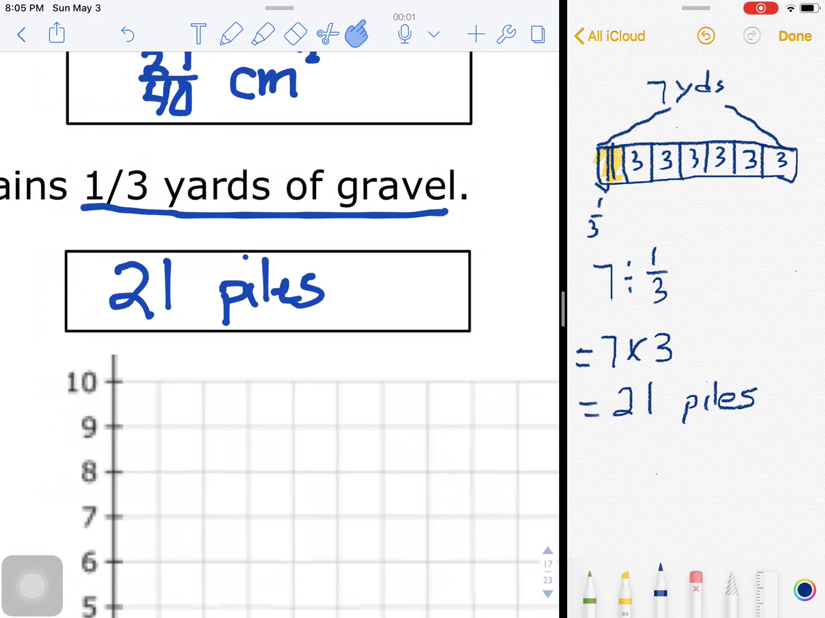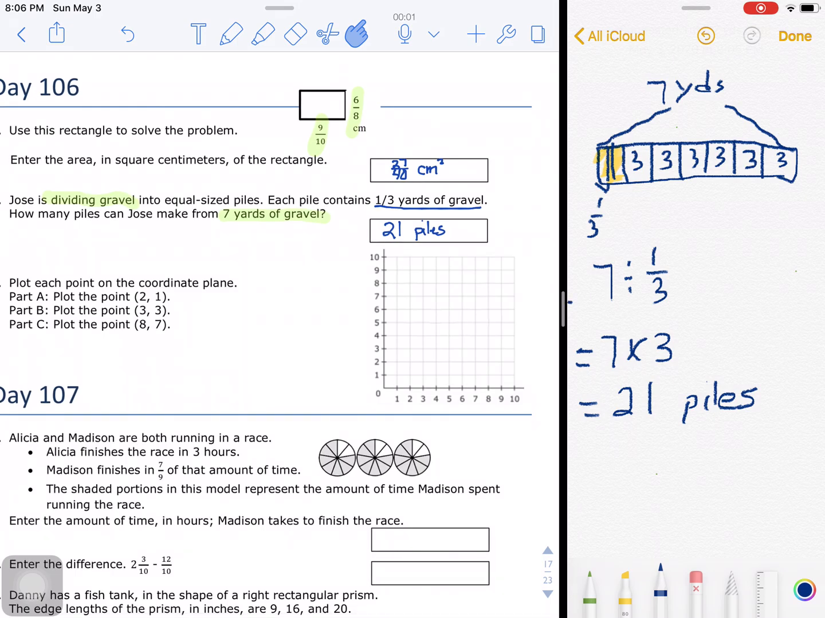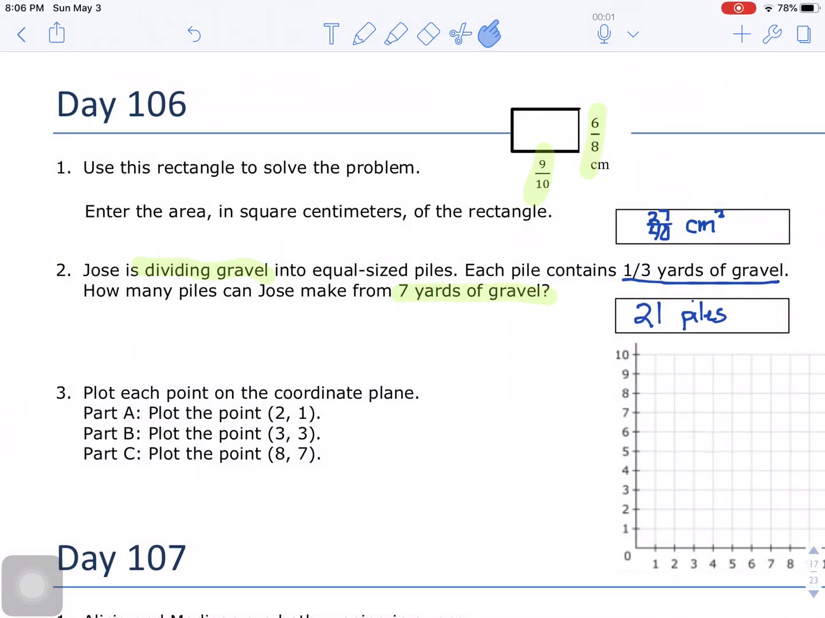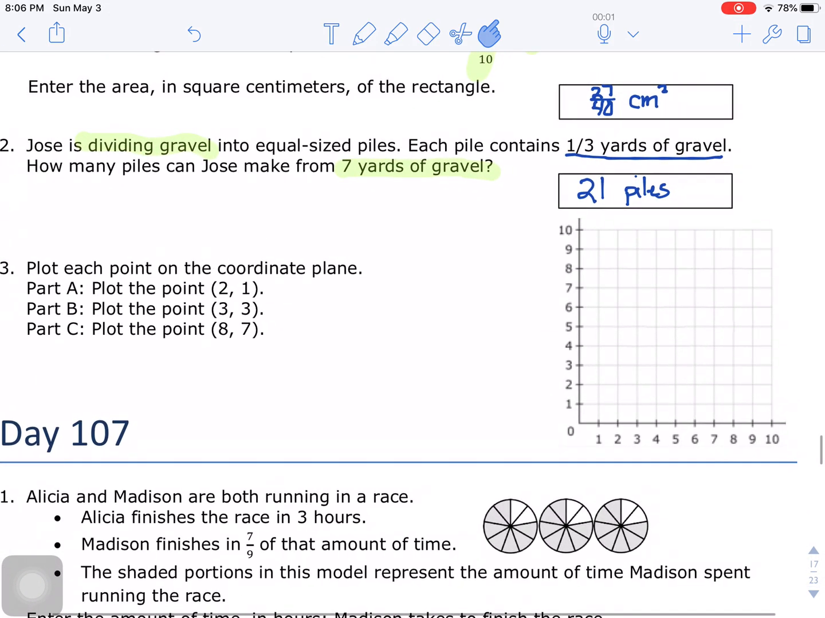Okay, on to problem number 3. So I'm going to get rid of my scratch pad there, and let's read problem number 3. And actually today I'm going to explain it a little bit differently than we've done in the past, just to give you another strategy. So, plot each point on the coordinate plane. We have 3 parts, part A, part B, part C.